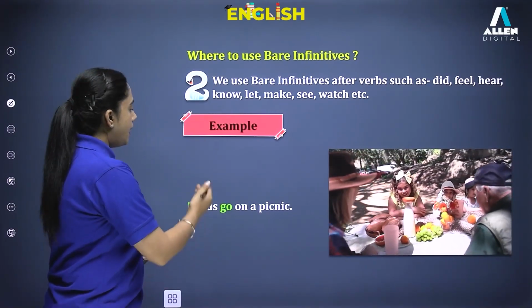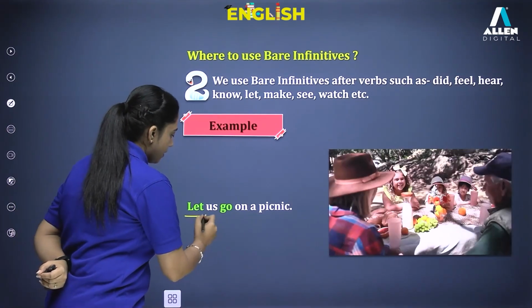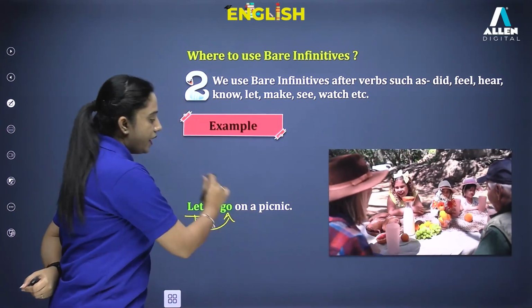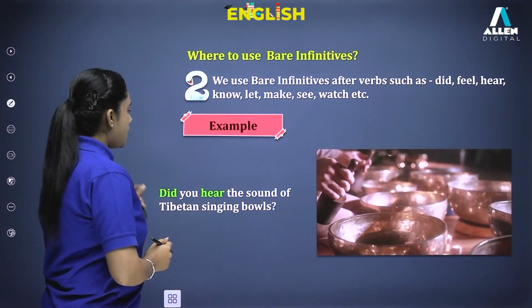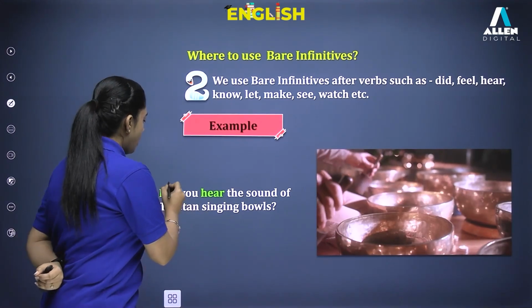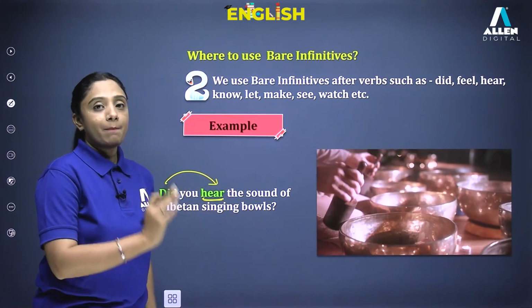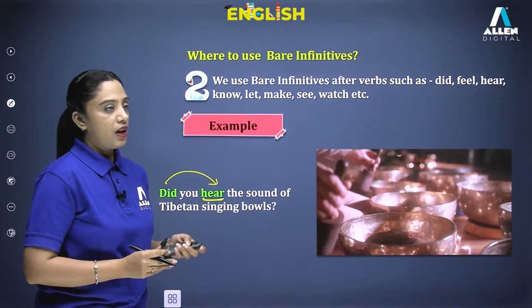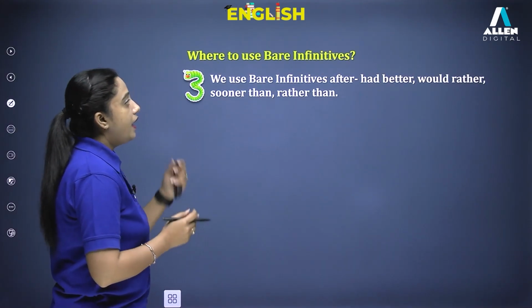So here is the example. Let us go on a picnic. So here I am using let. That is why it is followed by bare infinitive over here, right? One more example. Did you hear the sound of Tibetan singing bowls? So here also after did I am using first form of the verb, and this is my bare infinitive only, right? So I hope you are able to understand this point as well. So let's proceed further and further.